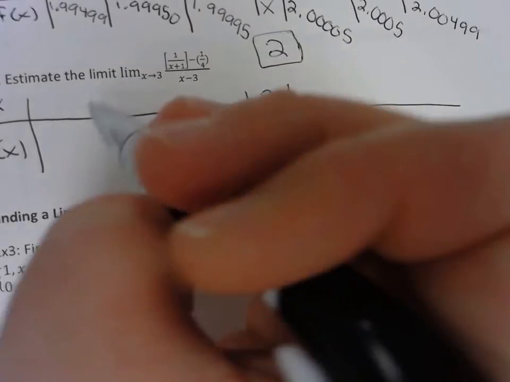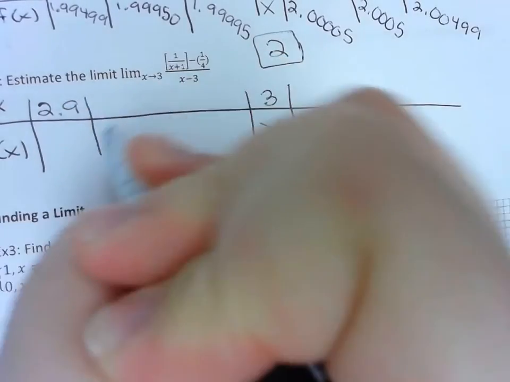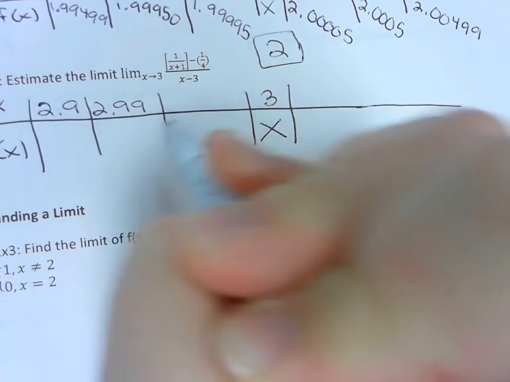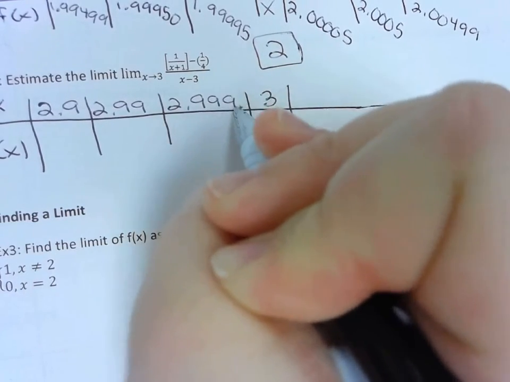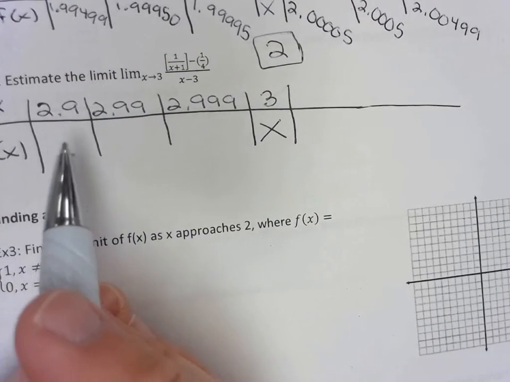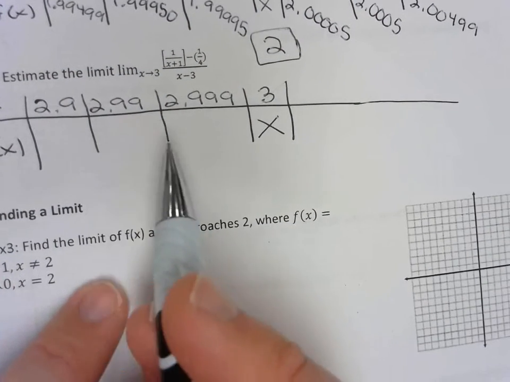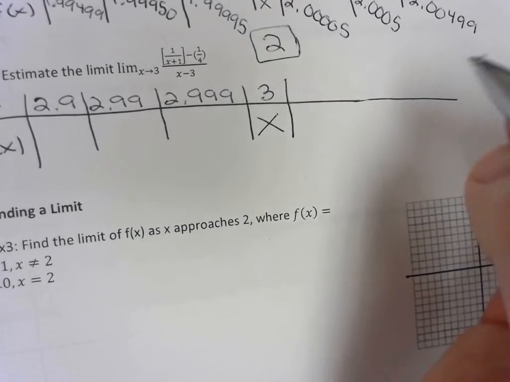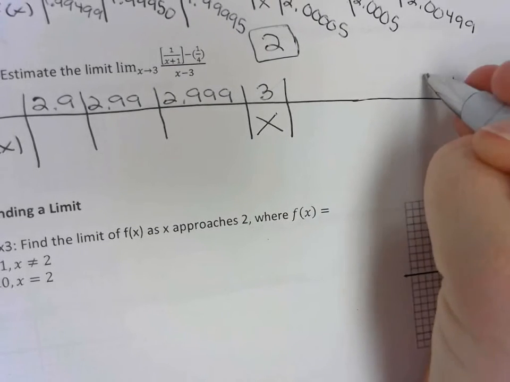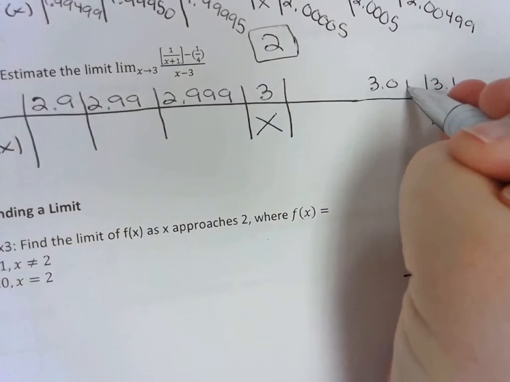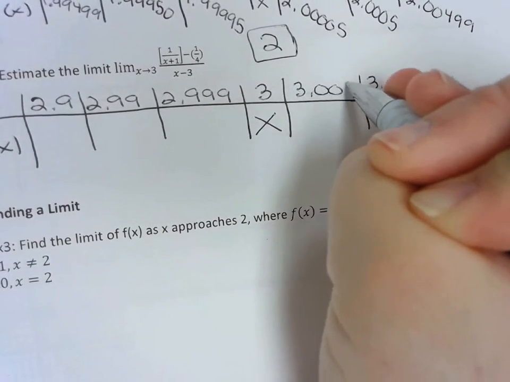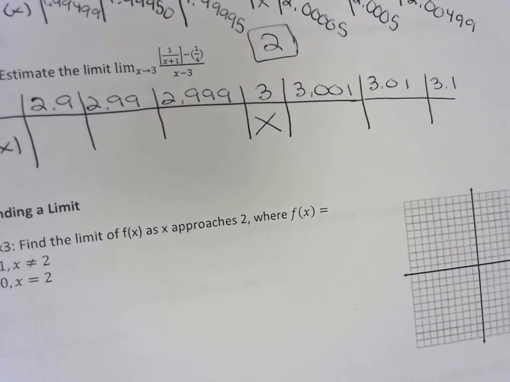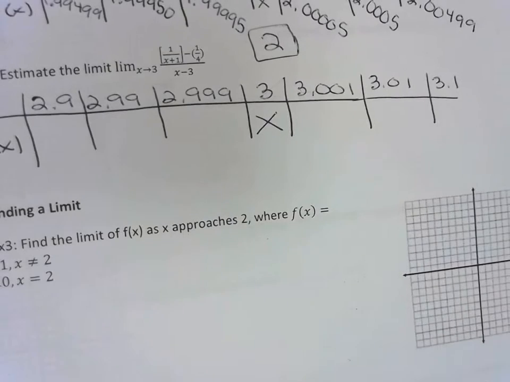So let's go ahead. We're going to go 2.9, and get closer and closer to 3: 2.9, 2.99, 2.999. Like I said, I'm using really tiny intervals here. I could use 0, 1, 2, but it's easier to see what it's approaching if I pick smaller intervals like this. And then I'm going to choose 3.1, 3.01, and 3.001. So I'm approaching 3 from the left, 2.9, 2.99, 2.999, and from the right, 3.001, 3.01, 3.1. So I'm slowly getting closer and closer to 3.